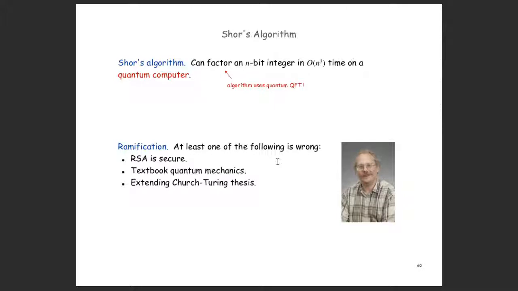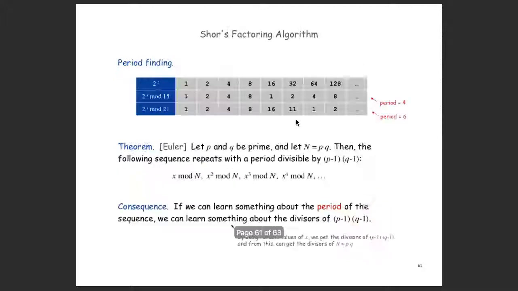So at least one of the following is wrong: either RSA is secure, or textbook quantum mechanics, or the Church-Turing thesis. I'm putting my money on this one. But is it terrible right now? Meh. Equifax just released all your information in plain text, so who cares. Yeah, just know that this thing exists.